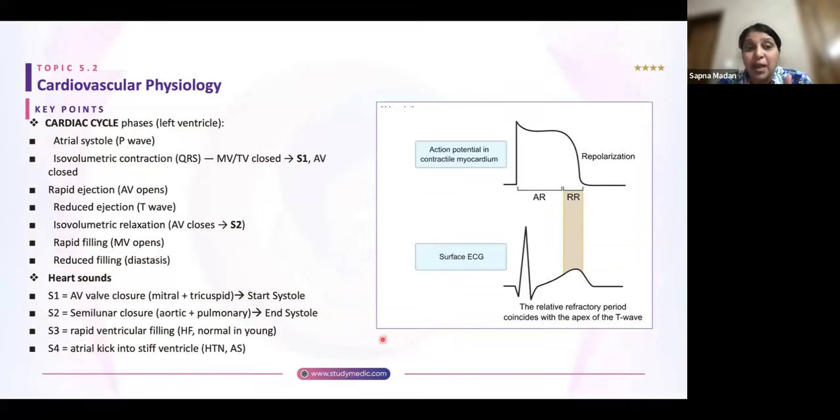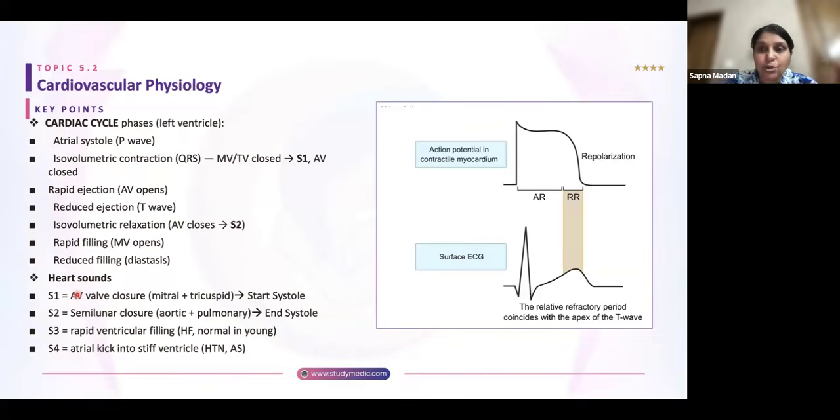Now, once the atria is emptied, the mitral valve and the tricuspid valve will close. And as we are going to read up over here, this is going to produce the first heart sound, and this is the beginning of the systole of the ventricle.